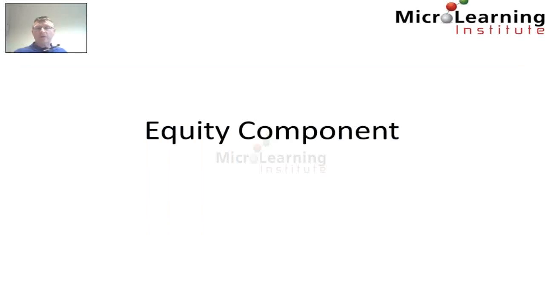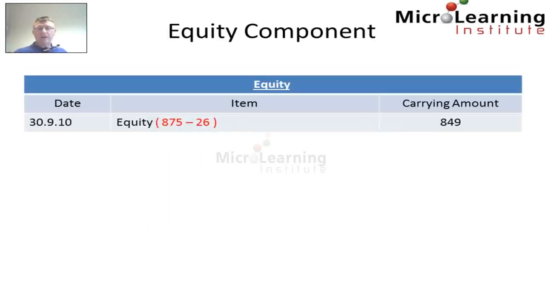Now let's look at the equity component. And again, the equity component is recognized on the statement of financial position net of transaction costs. Now we've calculated that the equity component at inception of this instrument is $875,000, but the amount of the transaction costs that are allocated to that equity component are $26,000. So consequently, the carrying amount of our equity component on the 30th of September 2010 is $849,000.